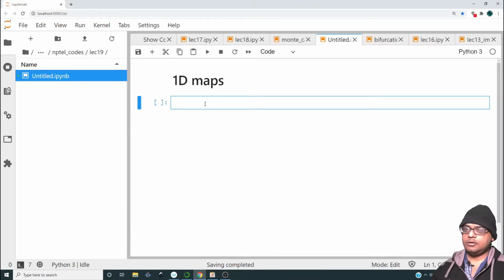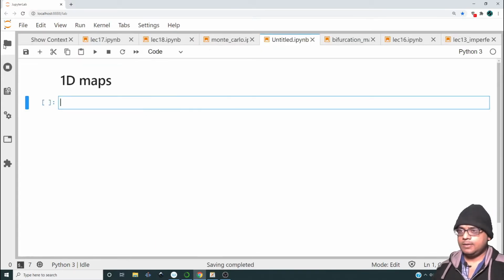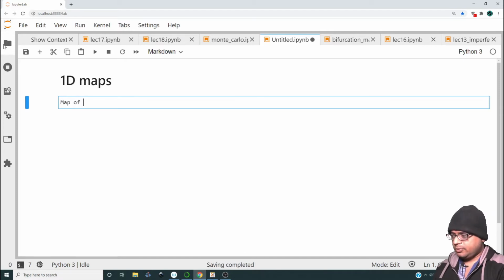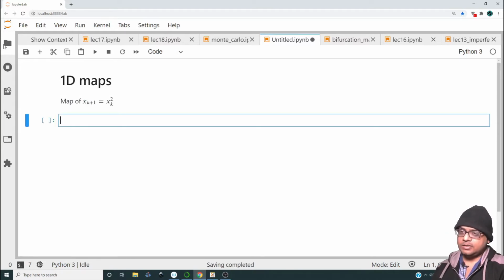So let us have a look into the map of x k plus 1 is equal to xk squared. Okay, so let us see how this looks like. So first things first, we'll need an initial value x not equal to say 0.2, or in fact even before starting this, let us first plot these things.